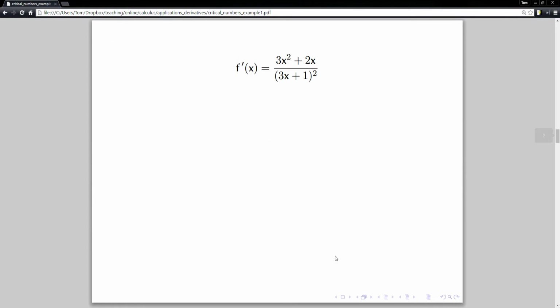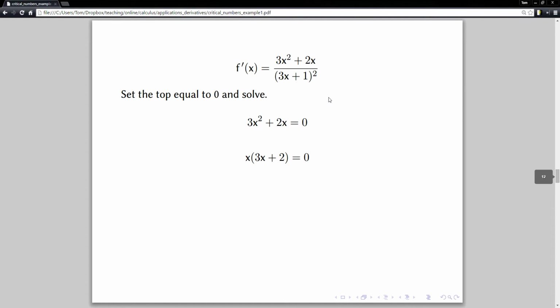What I want to know is when the derivative is equal to 0 and when the derivative is undefined. Here, the derivative will be equal to 0 when the top part is equal to 0 and the bottom is not. So if you have a big fraction like this one, set the top equal to 0 and solve that out. Set 3x squared plus 2x equal to 0.